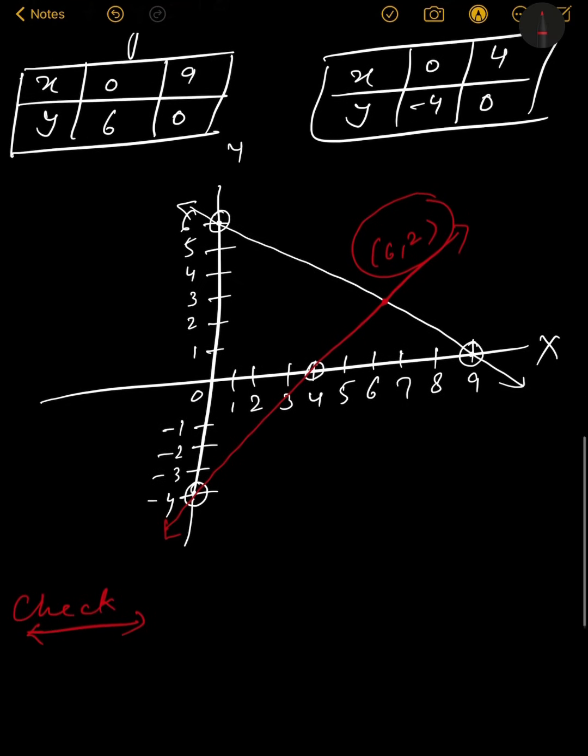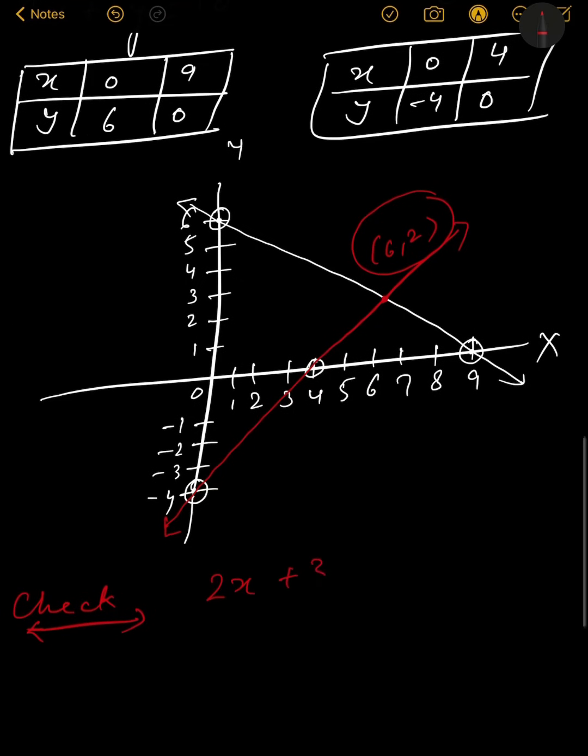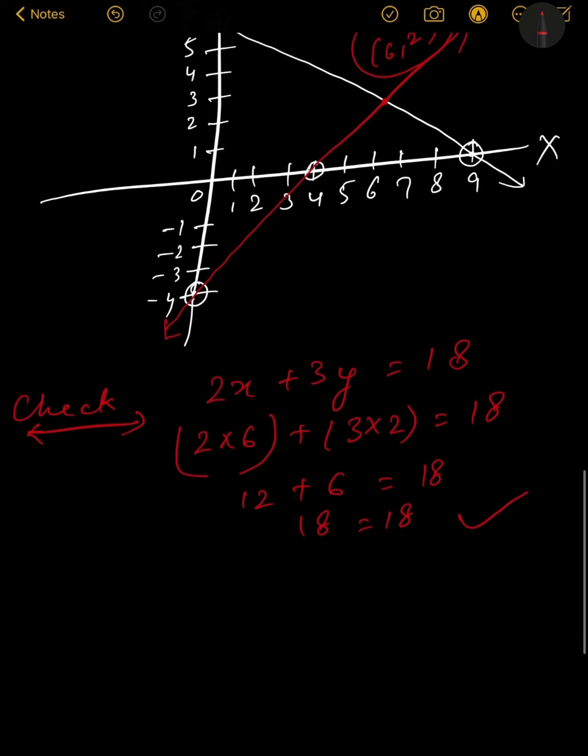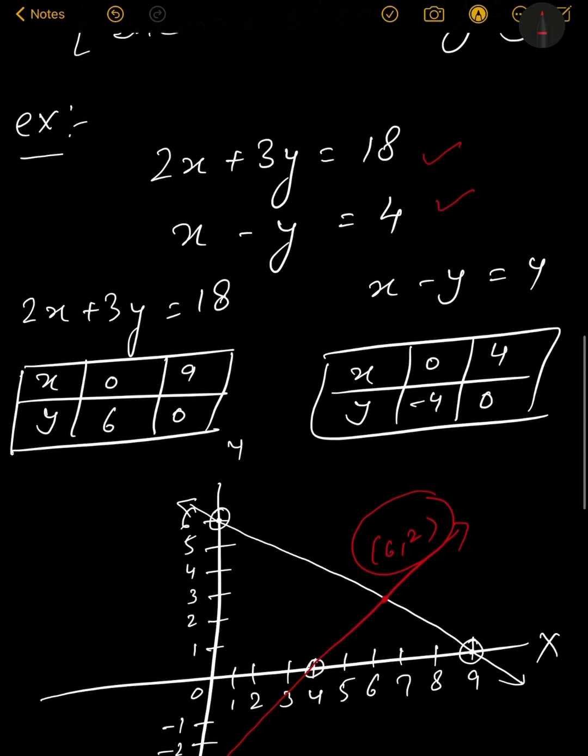First is 2x plus 3y is equal to 18. So 2 into 6 plus 3 into 2 is equal to 18. So 12 plus 6 is equal to 18. 18 is equal to 18. So left hand side is equal to right hand side. So this is correct. Now for the second one you have x minus y is equal to 4. So 6 minus 2 is equal to 4. 4 is equal to 4. So this is also correct. So our answer is correct. At the same time you can check whether your answer is correct or not.